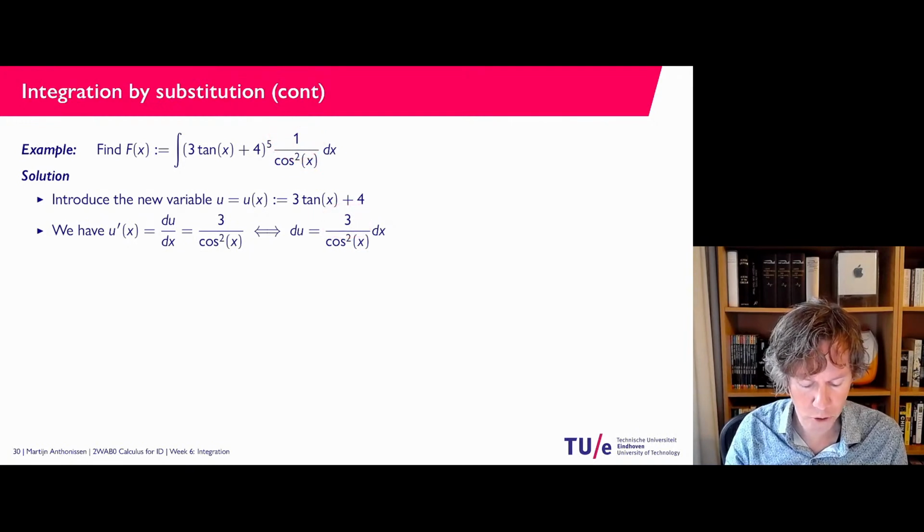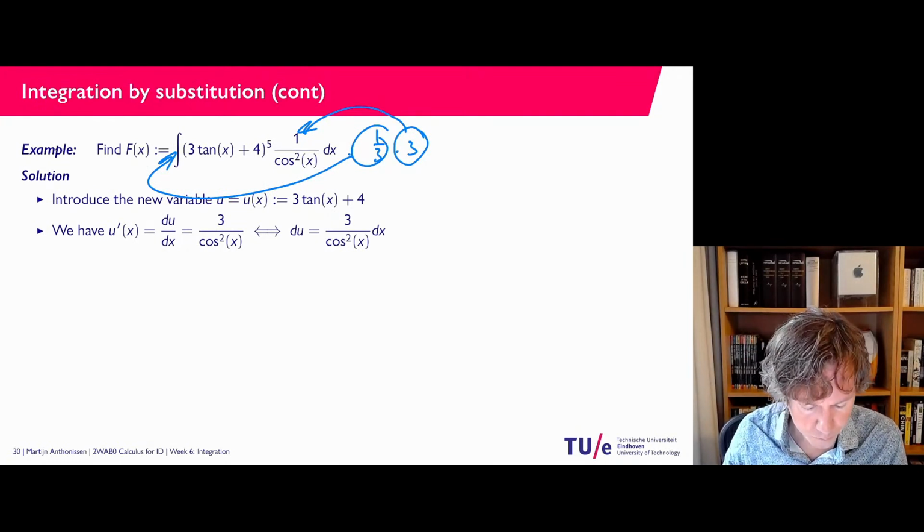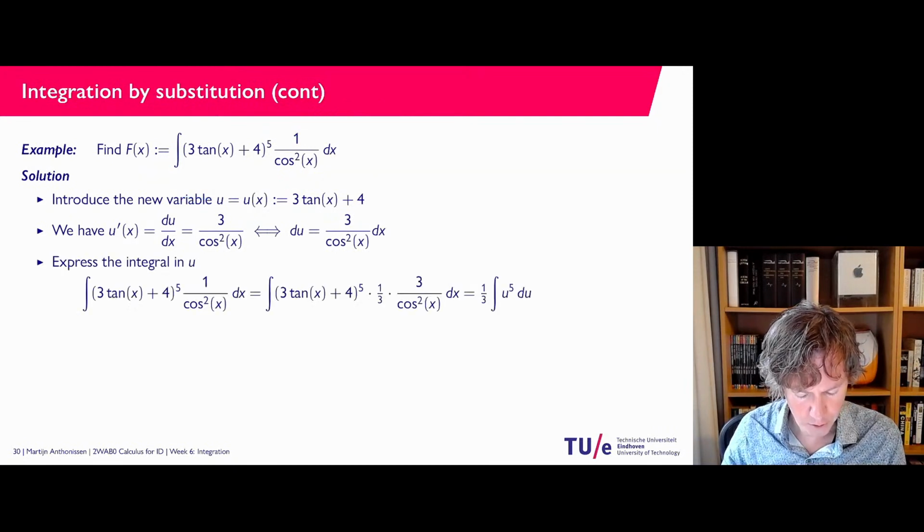So somehow we have to get that in. What you can do is multiply the whole thing with 1 over 3 times 3. Then you move the 3 up there. The 1 over 3 you just write in front of the integral, and then you're basically done. So let's do that. So I write it as 1 over 3 times the integral, and this becomes u to the power 5 du.